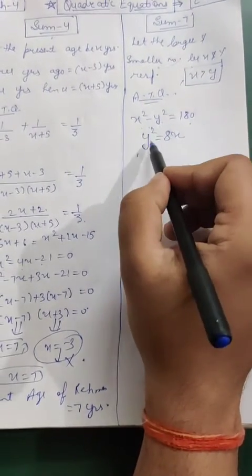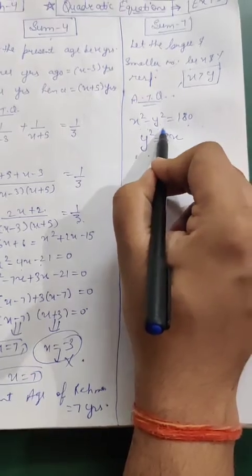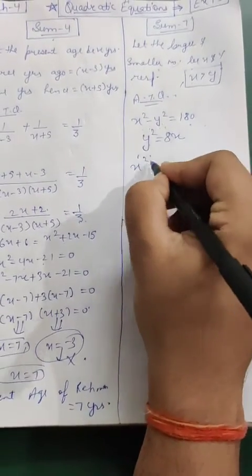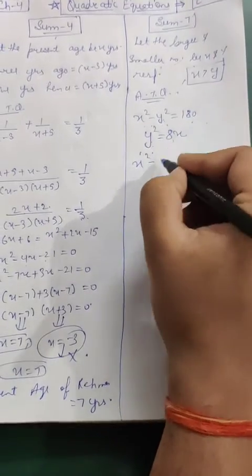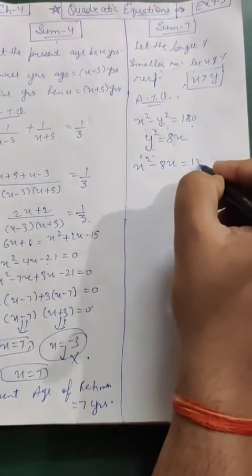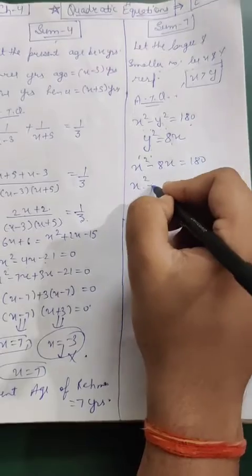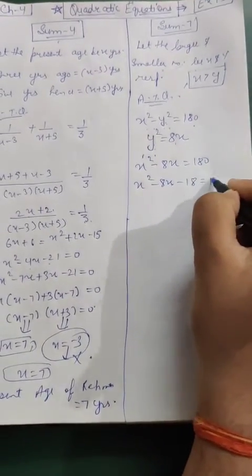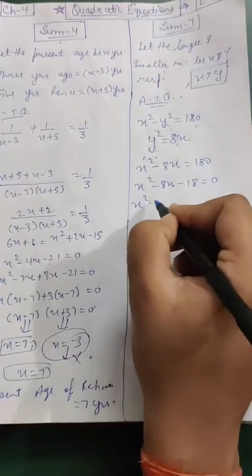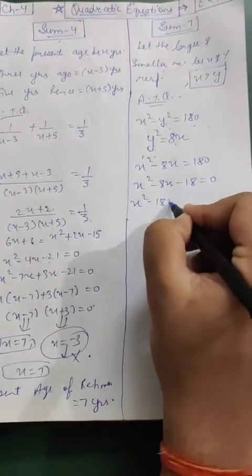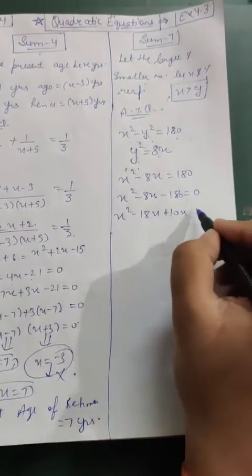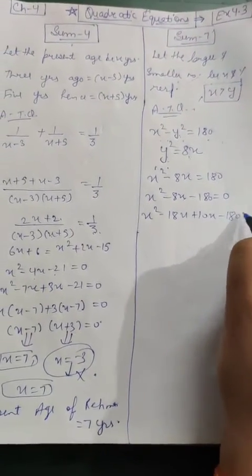Now we have to put the value of y square in this given equation. The y square, 8x, we have to put in here. So x square minus y square, instead of y square we will put 8x, that is equal to 180. So x square minus 8x minus 180 is equal to 0. Again splitting the middle term, so we have to split minus 18x plus 10x, minus 18x plus 10x minus 180 is equal to 0.